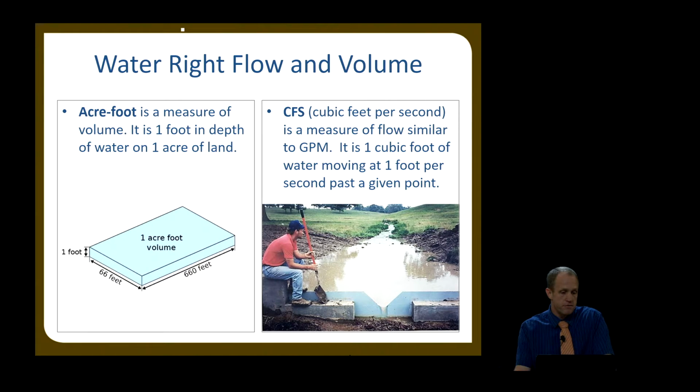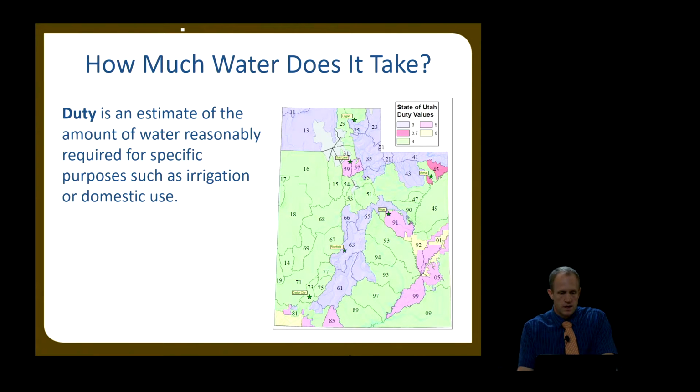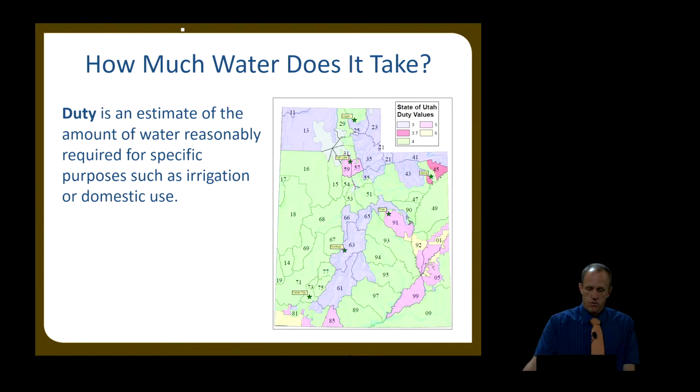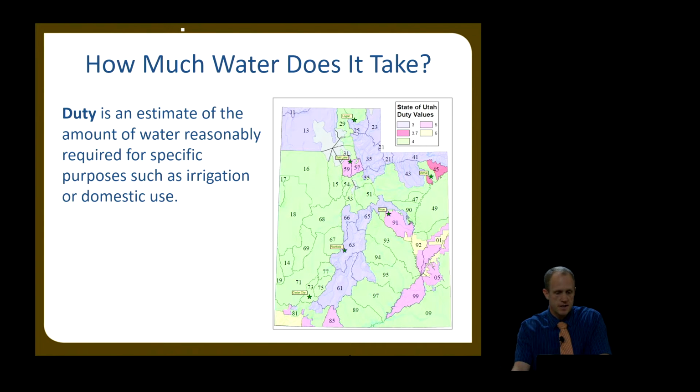Just to be clear, an acre foot is a measure of volume. It's an acre of water by 1 foot in depth. And a cubic foot per second, the easiest way for me to see it, a cubic foot is about the size of a basketball. And so however many basketballs you have flowing past a certain point at a certain time is the rate of cubic feet per second. So 10 basketballs, 10 cubic feet per second. If that's helpful.